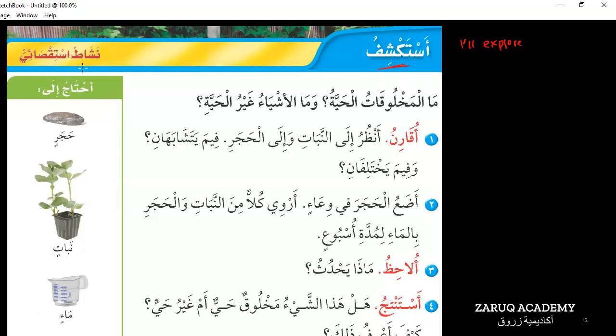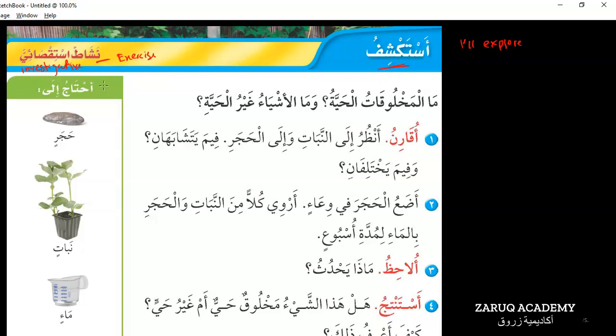So نشاط استقصائي. Don't forget that whenever they say نشاط, it means an activity or an exercise. So nashat means an exercise, right? Istiqsa'i, istiqsa means an investigation. When you do investigation, you can say in Arabic that I do istiqsa, investigation. But in this context, we are not going to say investigation. We're going to say investigative because it is an adjective.